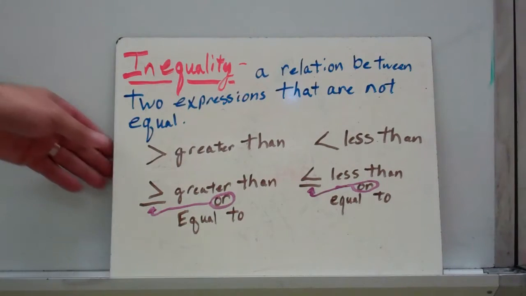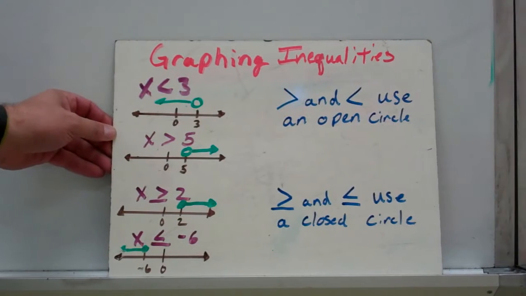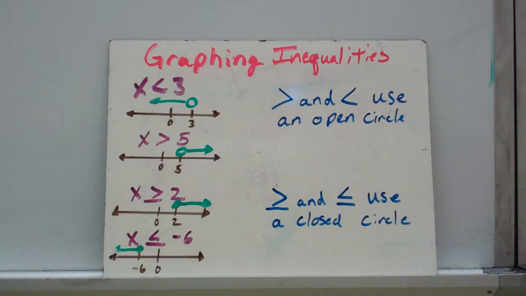Some things that we can do with inequalities would be to graph them on a number line. So when we're graphing, it depends upon which inequality symbol we're using and how we graph them. If we are using a greater than or less than sign, we're going to use an open circle. If we are using a greater than or equal to sign or a less than or equal to sign, we're going to use a closed circle.